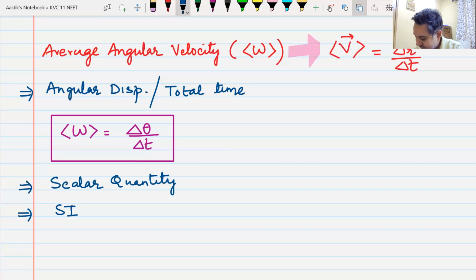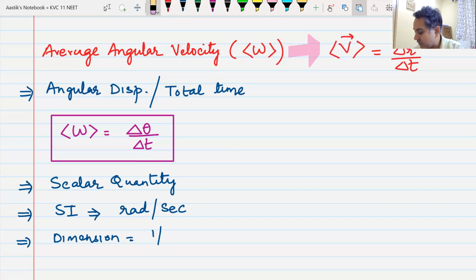The SI unit is radians per second. Dimension is 1 by t, or instead of writing it as 1 by t, I will write it as t raised to the power of -1. I'll give you 2 minutes to note this down. I hope we are able to recollect something that we had done previously. If not, we can go back and see what terms we were talking about. 2 minutes. Please tell me once you are done.